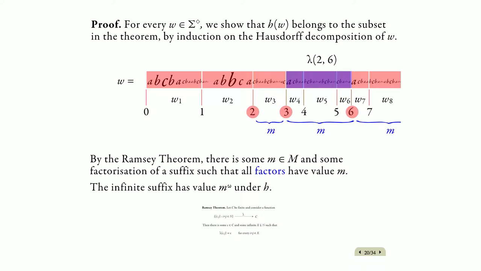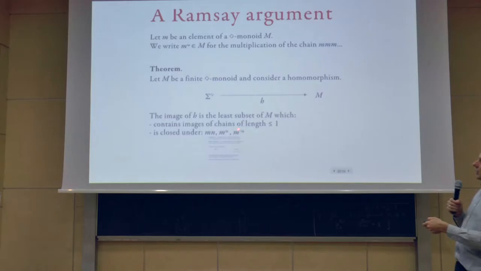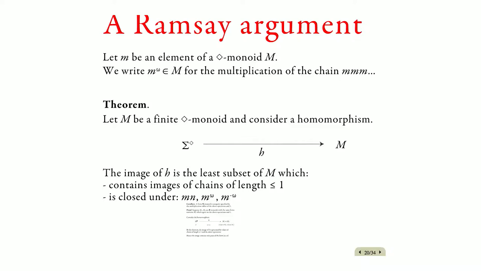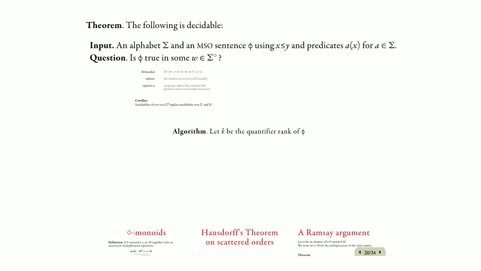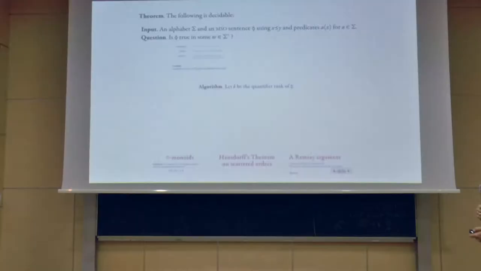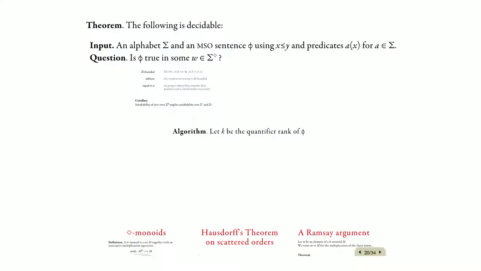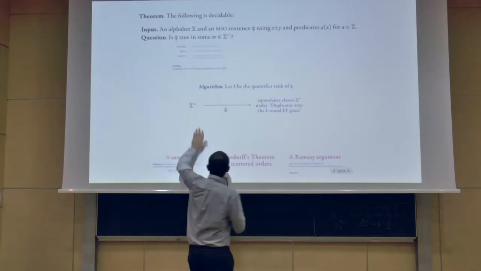So we have this theorem here, which says that you only need to know these three things. And that's the end of the proof, because if we want to decide if a sentence phi is true in some chain, we look at the quantifier rank of this sentence, and then we consider the homomorphism which assigns to a sentence its k-type.